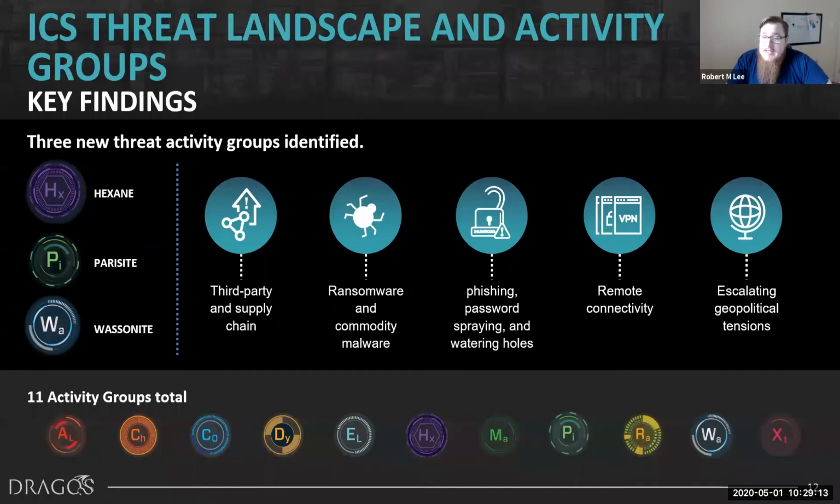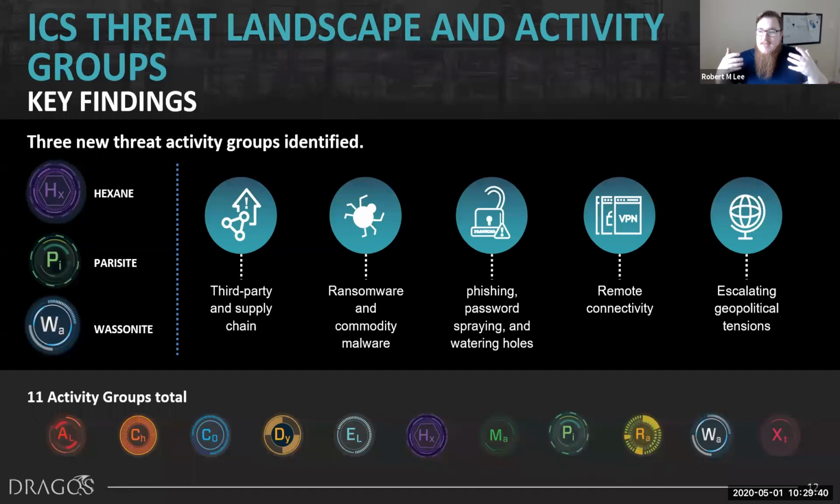From a threat landscape side, we currently track 11 different activity groups. So think of these as 11 different clusters of intrusion, 11 different teams, 11 different threats that are specifically targeting industrial control system environments. And in this past year, we ended up identifying 3 new ones to add to make the roster of 11. And no surprise, but those 3 were specifically around things like third-party and supply chain access.